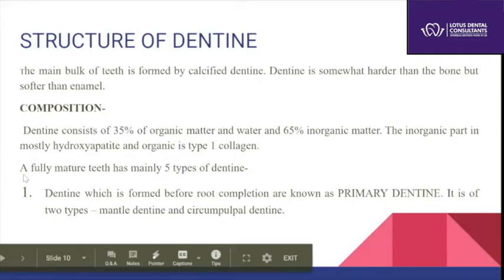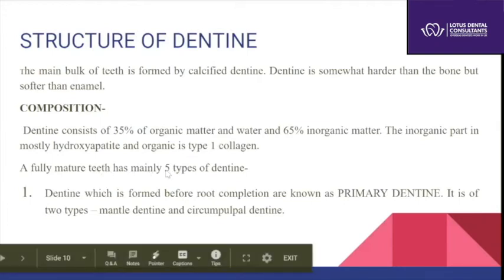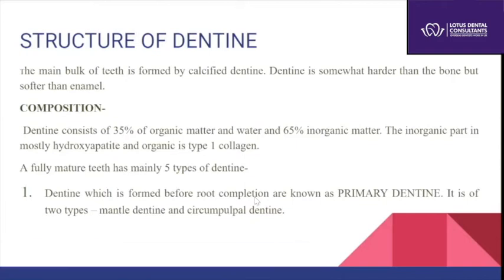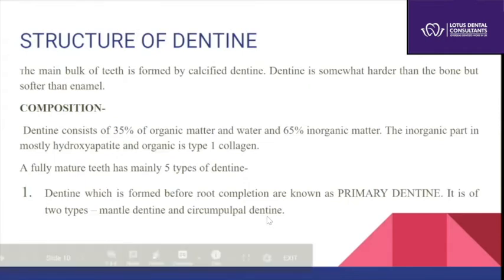Now, types of dentine. In fully mature teeth, dentine is basically of 5 types. First, the dentine which is formed before the root completion. This is a very important line. Before the root completion is primary dentine. The primary dentine is basically of 2 types: mantle dentine and circumpulpal dentine.